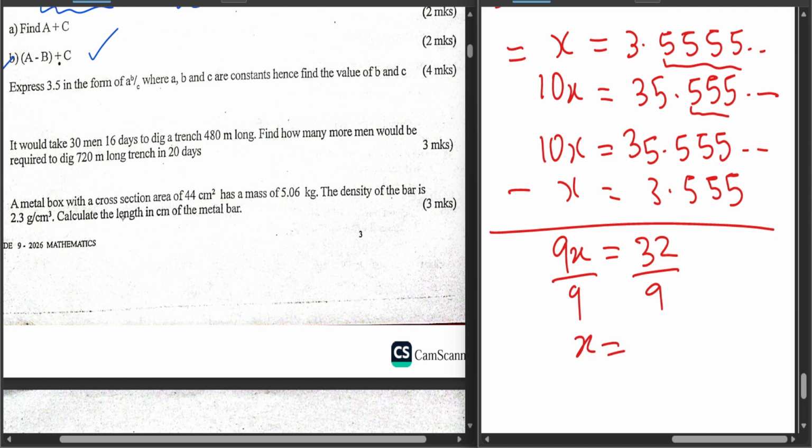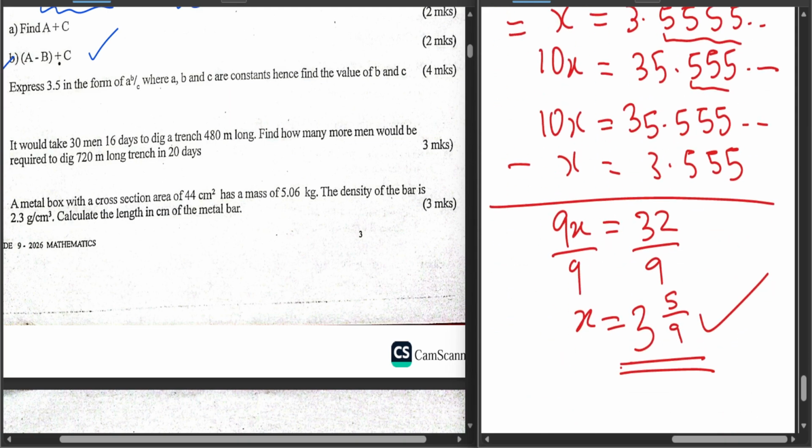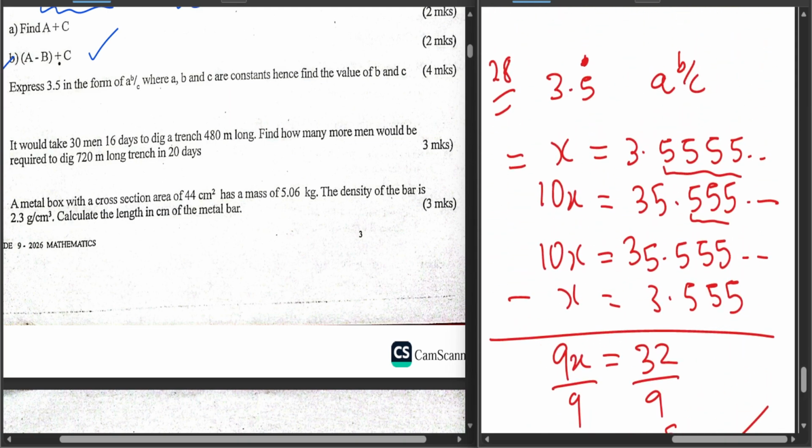Now 32 over 9 in terms of mixed fraction, 9 goes into 32 3 times, giving you a remainder of 5. If I'm not wrong, 5, really? 32 divided by 9, yes. So it's going to be 3 and 5 over 9, and that is your answer.